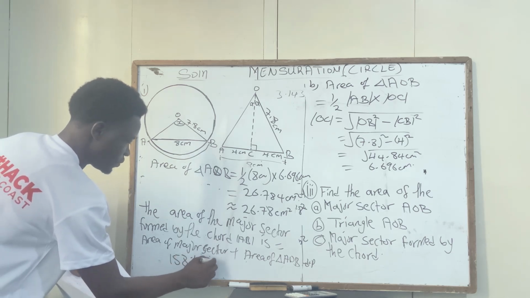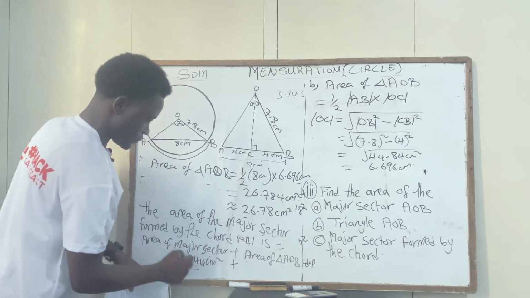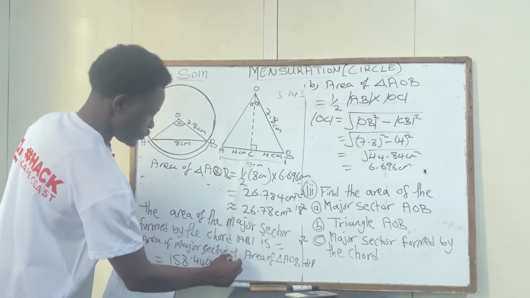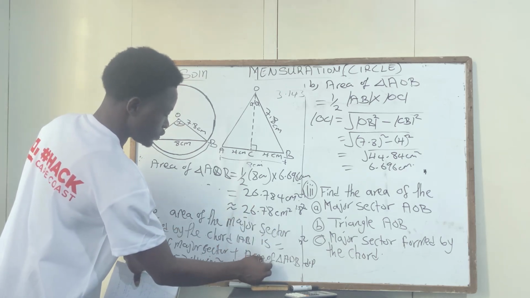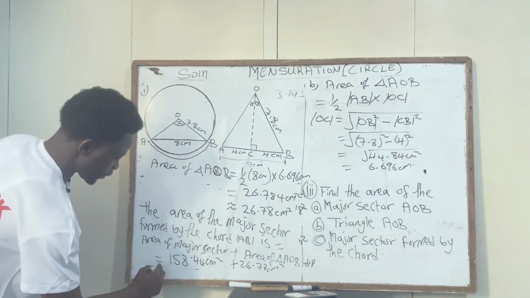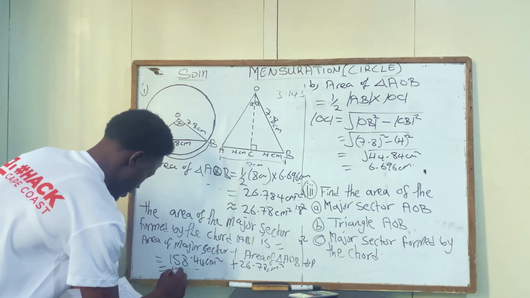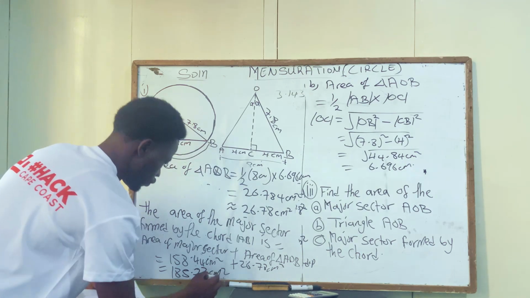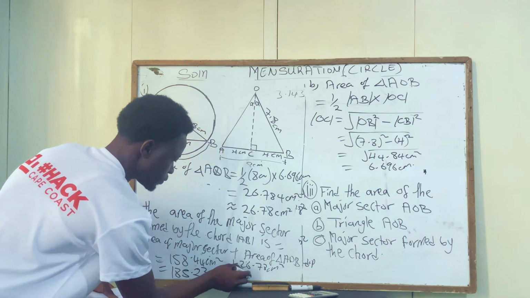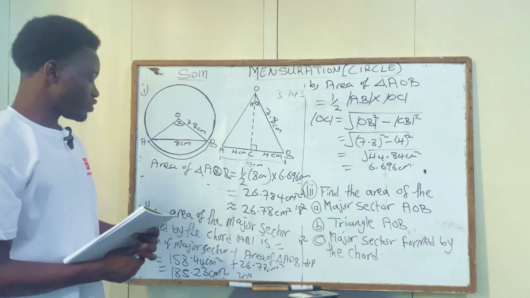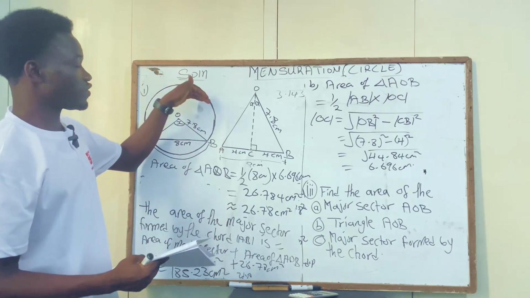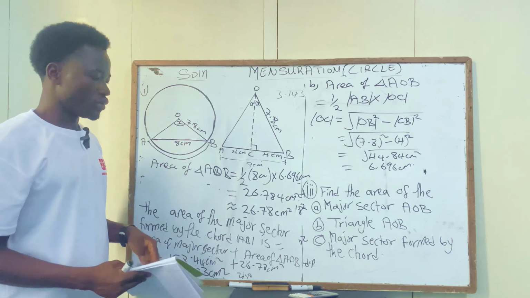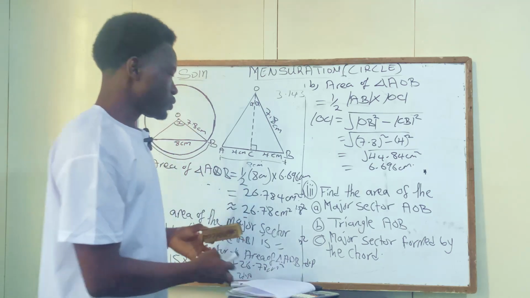Now, we found the area of the major sector, which was 158.44 centimeters squared. Remember, plus the area of the triangle, which we just found, which is this, 26.78 centimeters squared. This is finally going to be equal to 185.23 centimeters squared to 2 dp, 2 decimal places. So when you add the 2 of them, the area of the triangle and the area of the major sector that we calculated earlier on, you are going to get the area of this major by the chord. That is one of the ways. I'm going to clean this off.